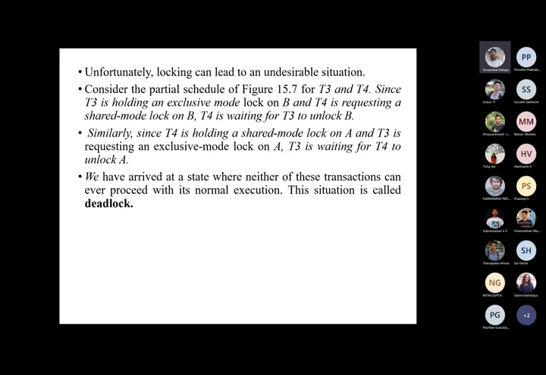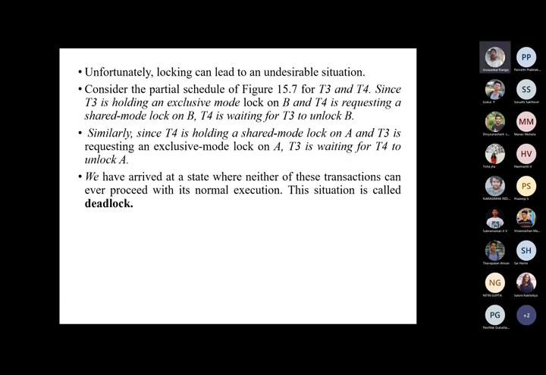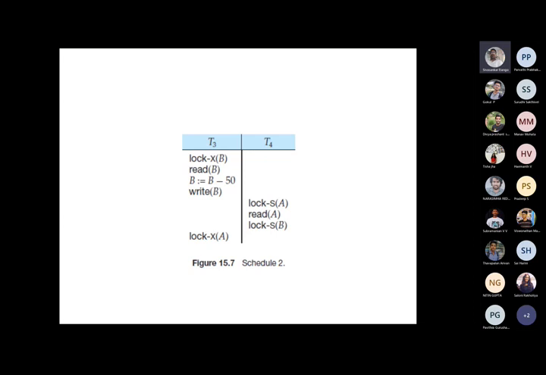So consider the partial schedule in figure 15.7. So this is the partial schedule in figure 15.7 containing transactions T3 and T4. So T3 is holding an exclusive mode lock on data item capital B, and T4 is requesting a shared mode lock on data item capital B. So T4 is waiting for T3 to unlock B, right?